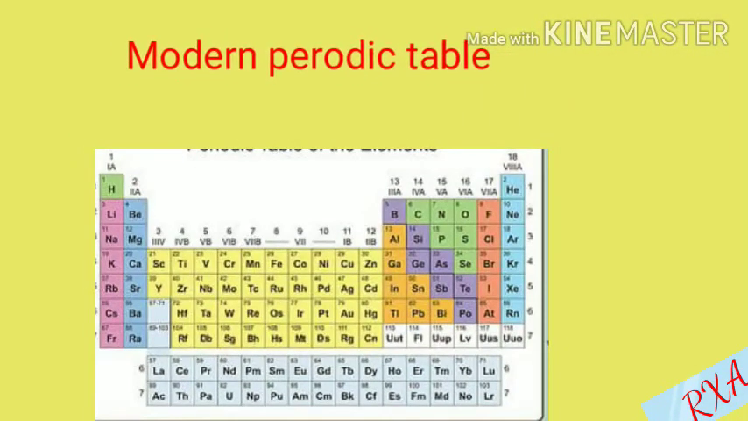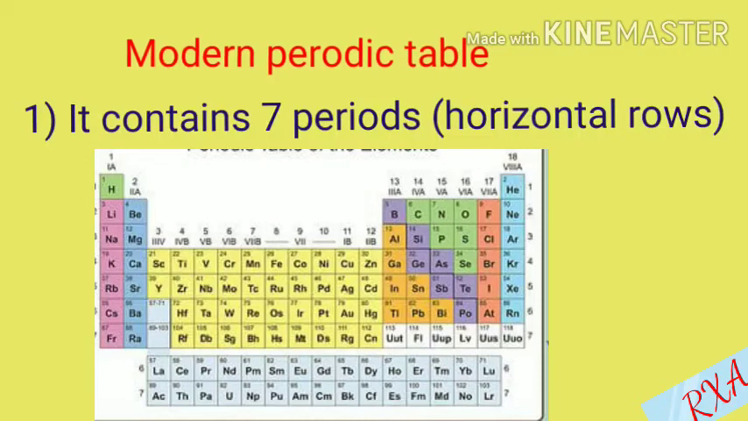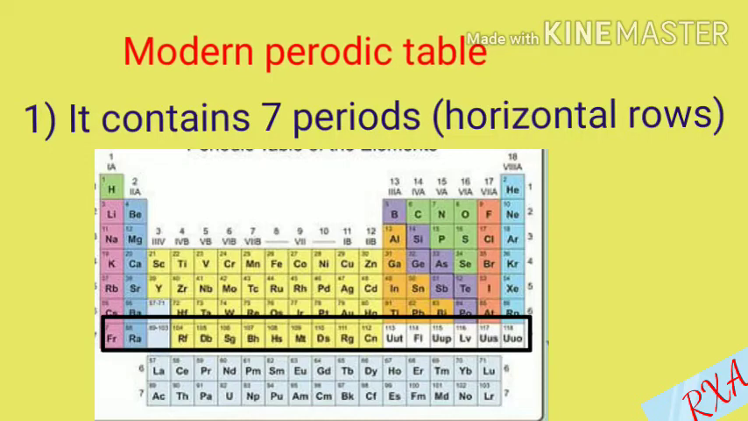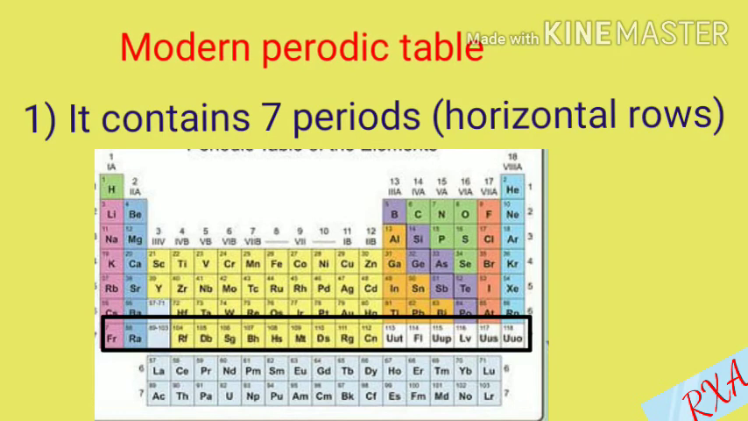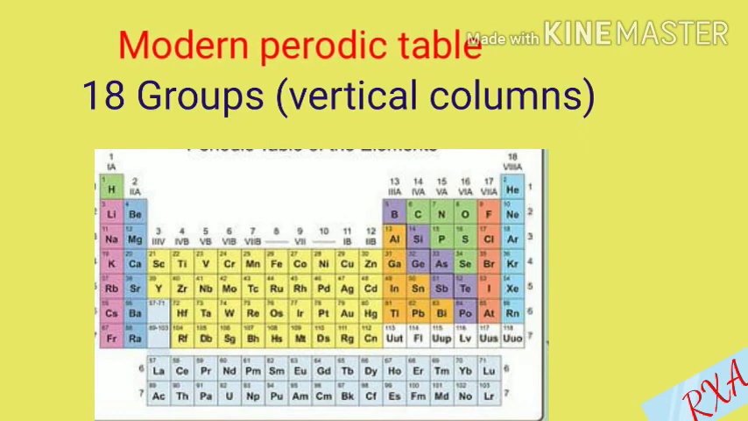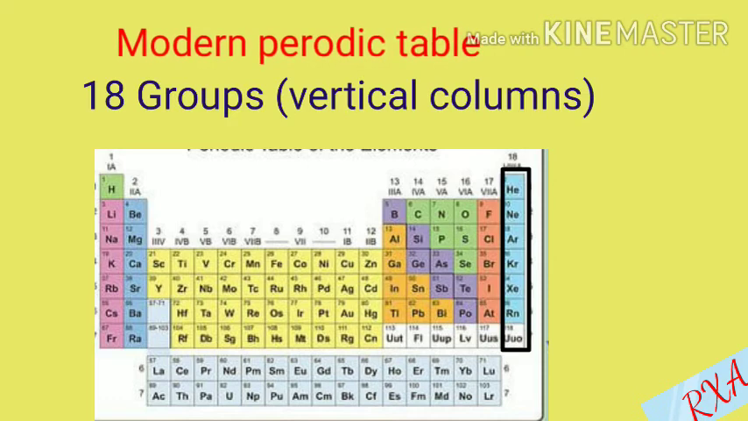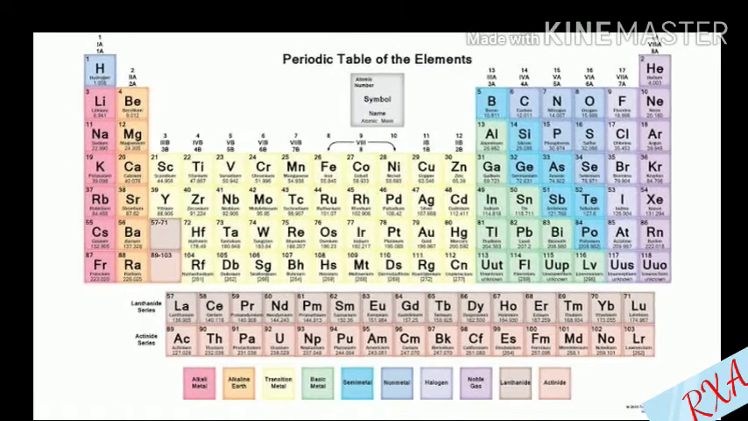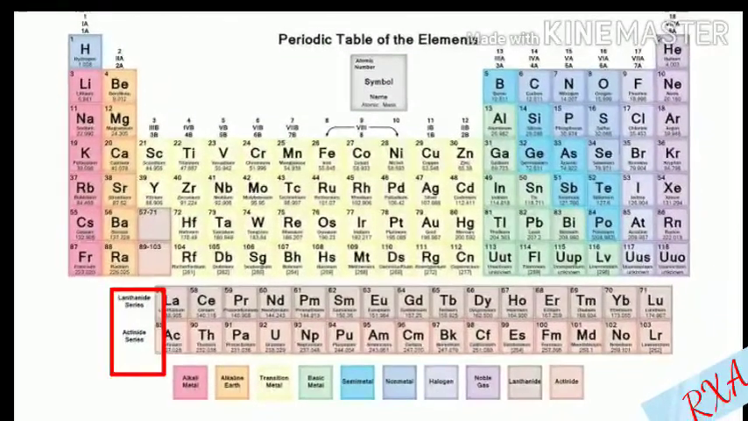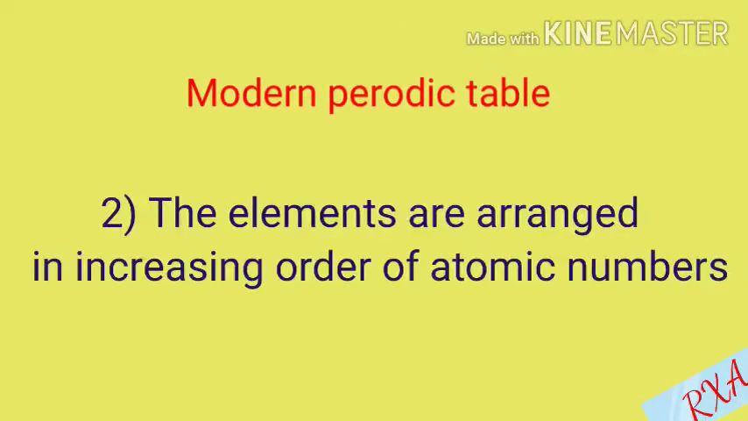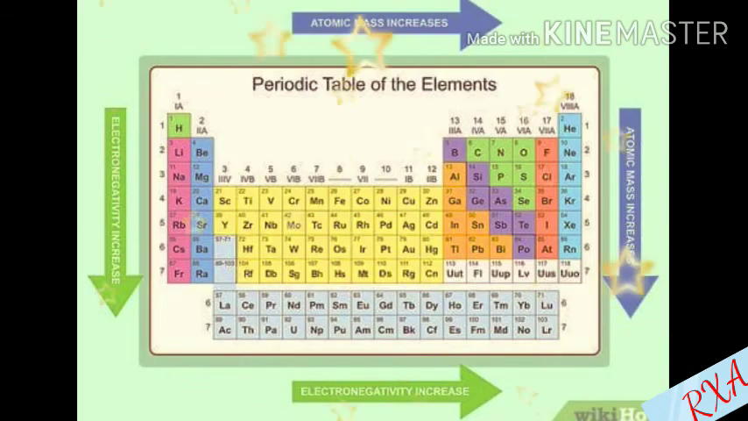Structure of the modern periodic table. Point number 1. The modern periodic table contains 7 horizontal rows called periods and 18 vertical columns called groups. Below the table, there are two series called lanthanide and actinide. Point number 2. The elements are arranged in increasing order of their atomic number in the modern periodic table.